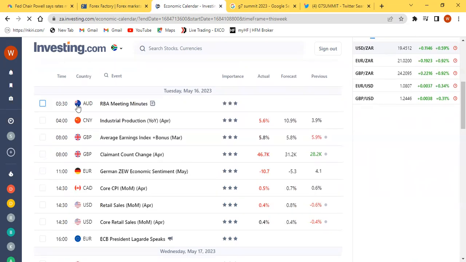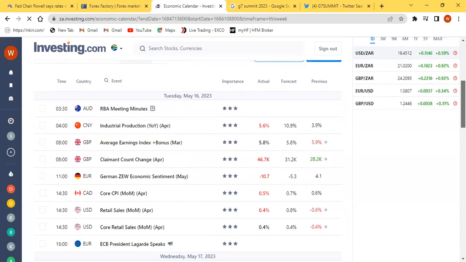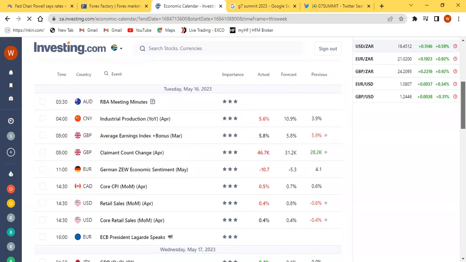Remember, this is Australia, so nothing much on Monday. On Tuesday, we're going to have RBA meetings and industrial production from China. The expectation is that it will drop by 5.6%. Tuesday is 16 May.